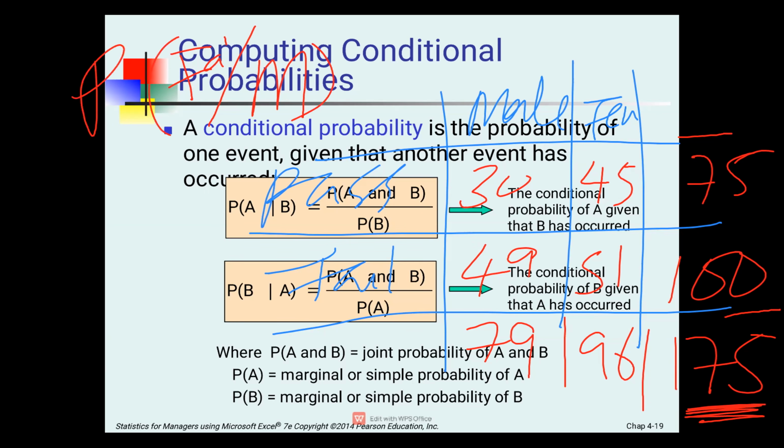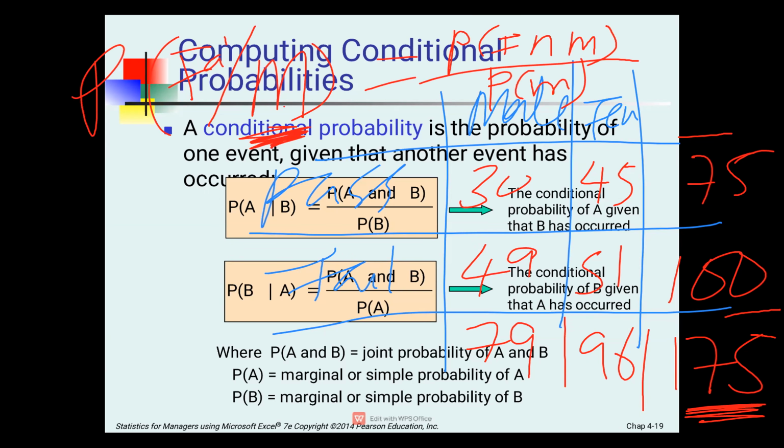So this will be equal to the probability of failing intersection male, over the probability of all males, right? The condition that was given will be your denominator.